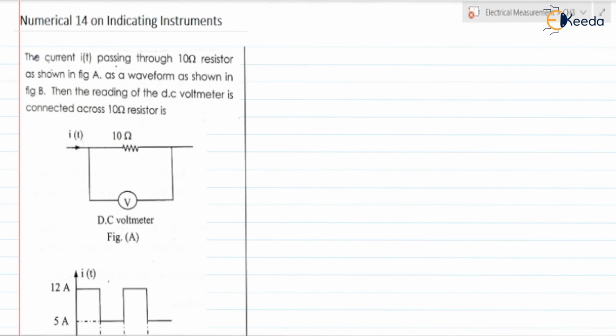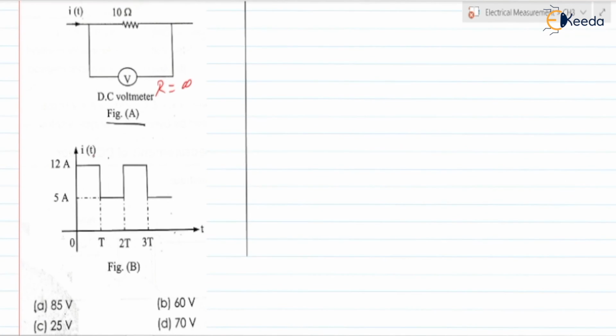The current I of t passing through a 10 ohm resistor is as shown in figure A. So this is figure A we are having, and it is given a 10 ohm resistor, and here it is a voltmeter. Voltmeter resistance is not given, so consider it as R equal to infinity, which means it is like an ideal voltmeter. And the current shown in figure B is the current I of t. This current is passing through the 10 ohm resistor.